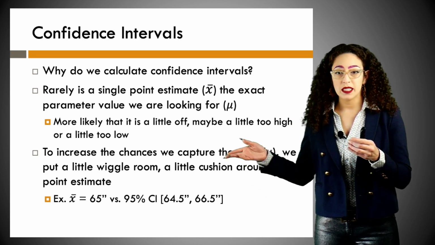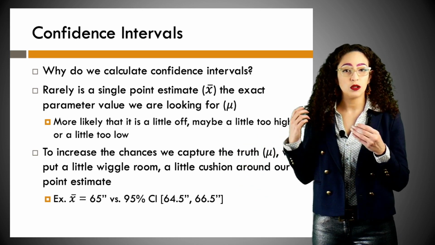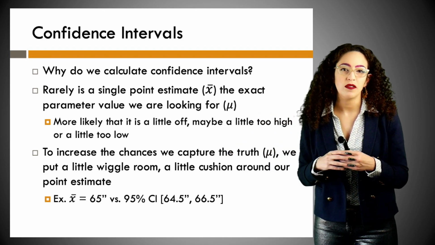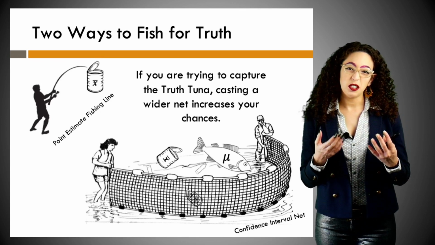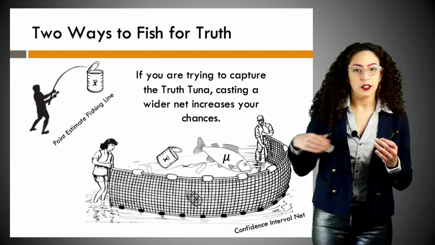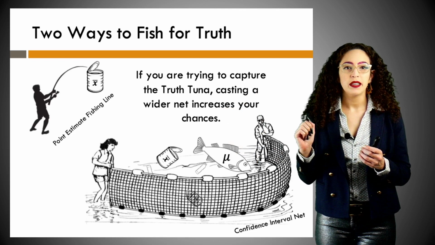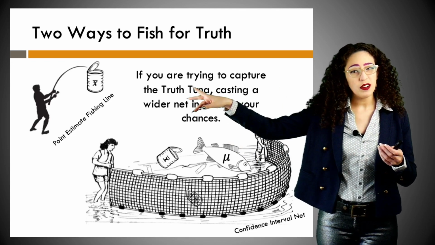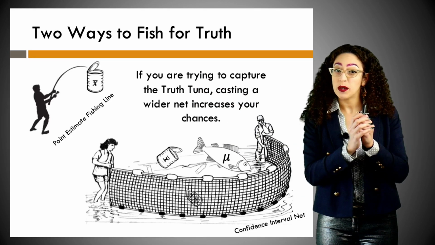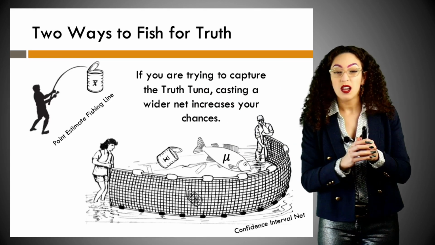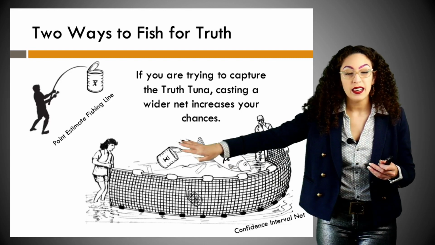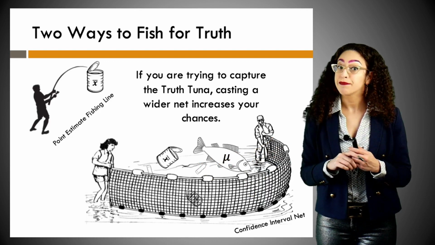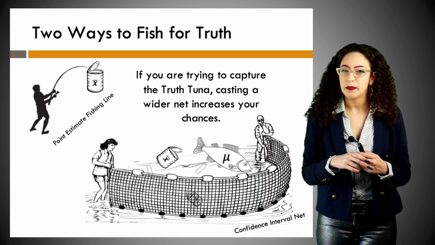Then we can be, in this example, 95% confident that the true mean height of women is somewhere between 64.5 and 66.5 inches. You can also think of it as two different ways to fish for the truth. If the truth tuna is somewhere out there swimming and we're trying to capture it, would you be more likely to capture it with just your one fishing rod that you cast and hope that whatever you catch is the truth? Or would you rather put out a net and increase your chances of capturing that truth tuna? Go with the net. The net is better.